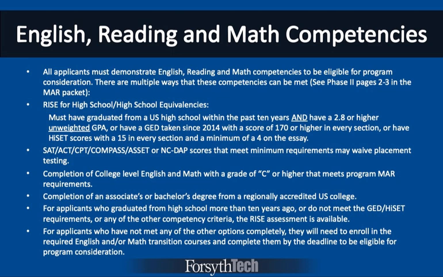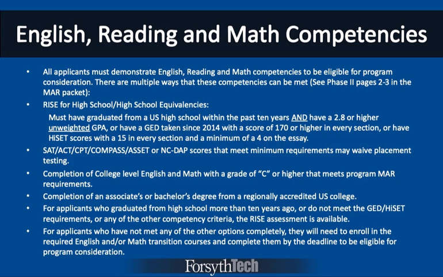If you have SAT, ACT, CPT, Compass, ASSET, or NC-DAPT scores that are 10 years old or less and have met the minimum required scores as listed in your MAR packet in Phase 2, you must turn in a copy of those scores to the admissions office. If you've had college-level English composition and math with a C or higher that meets program MAR requirements, we must receive and review the official college transcript. Keep in mind that if you had only English composition or math at college level, then you would need to meet the competency for the subject that you are missing.